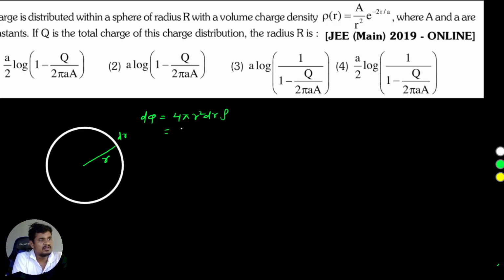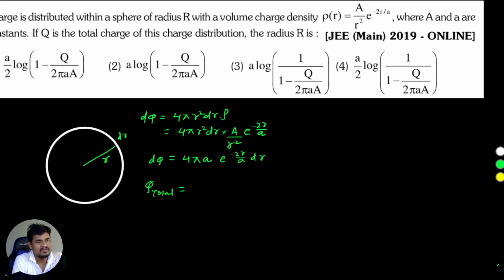Substitute the value of dq here, so this is 4 pi r square dr and rho is basically A by r square e raised to the power minus 2r by a. If we simplify it, we will get 4 pi A e raised to the power minus 2r by a times dr. So this is dq. For Q total, we simply need to integrate it. This is not a small a, this is our capital A.